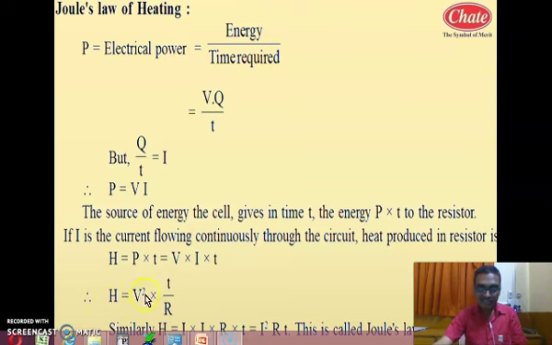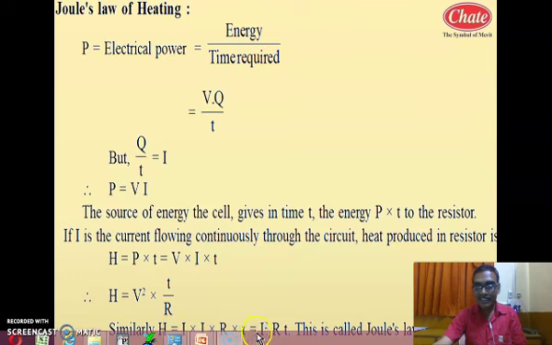Let us see once again. I equals V by R by Ohm's law. So V into V, V square by R into T. This is one more form of the heat equation. Similarly, we can write in place of V, V equal to IR. So I as it is, V equal to IR into T.